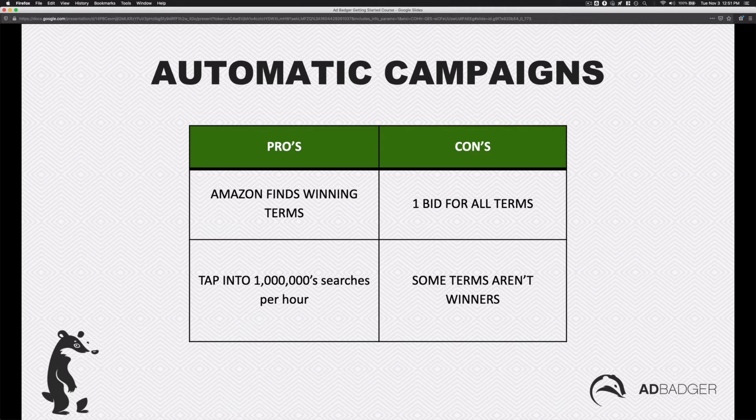So an automatic campaign, as they're sometimes referred to, has some pros associated with it. Amazon will do all the hard work of finding winning terms, and it'll go out there and find things that are going to convert well for you, because Amazon is incentivized to display a product for things that get clicks and convert, and you get to tap into the millions of searches per hour. Now there's a big con to that, because you're going to have to pay the same bid for all of the terms. That's one bid, and then all of a sudden you show up for thousands of different searches. And also, some terms just aren't going to be winners. Some keywords simply are not going to be winners, so we need to get rid of certain things.